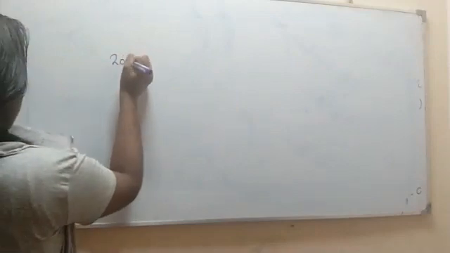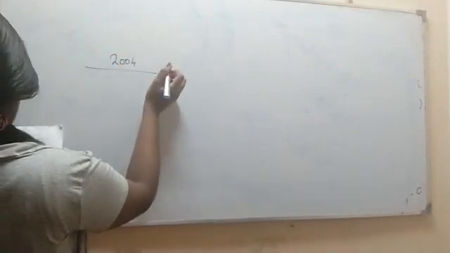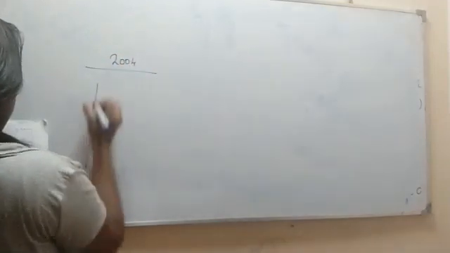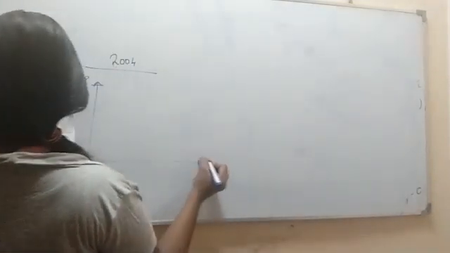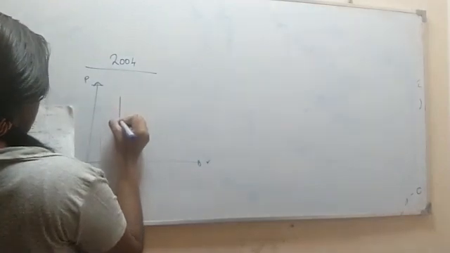The 2004 past paper question. Pressure. This is the volume axis. And we have been given a diagram.